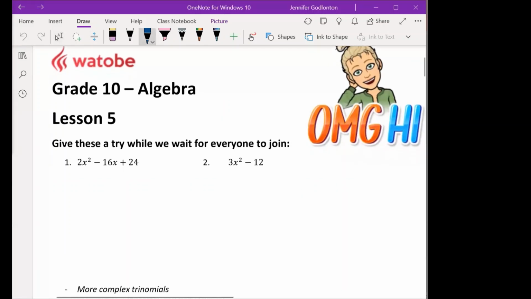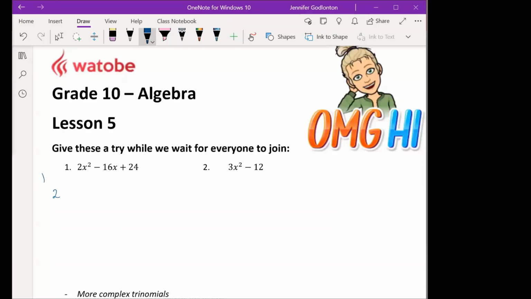You write 2. Good, so I'm taking out my highest common factor. Good, open bracket. x to the power of 2 minus 8x, plus 12. Beautiful. Next step. Then it's 2, open bracket, x minus 6, close bracket, open bracket, x minus 2, close bracket.